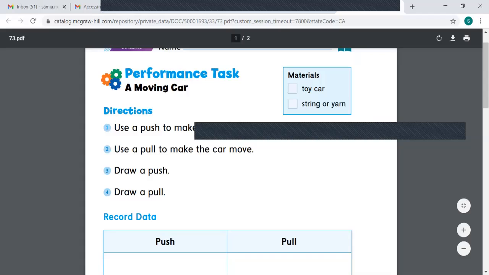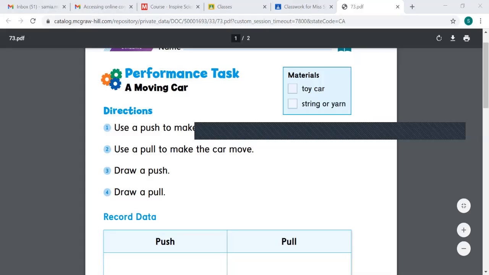We are on Module 1, Lesson 1, and we are on page 12 of your science notebook. Open up to page 12 and let's read this together.